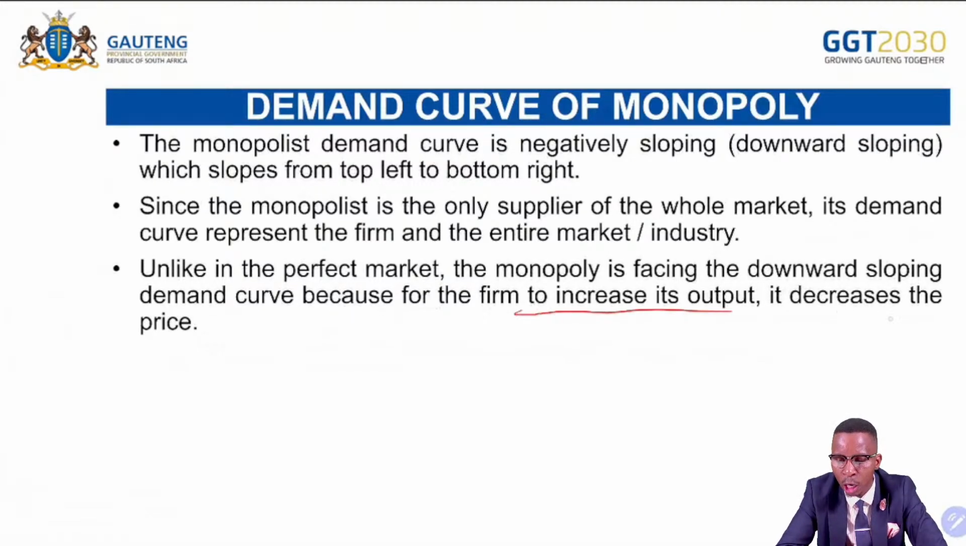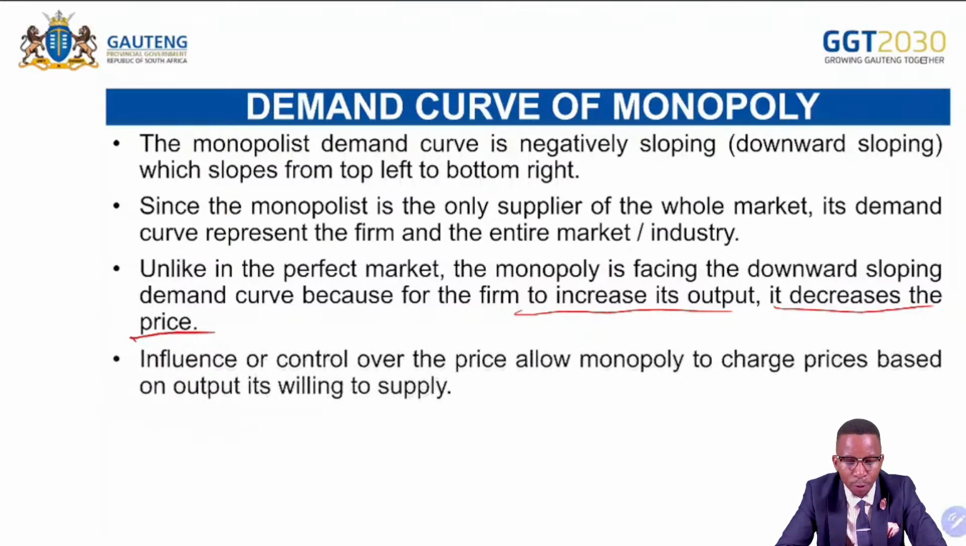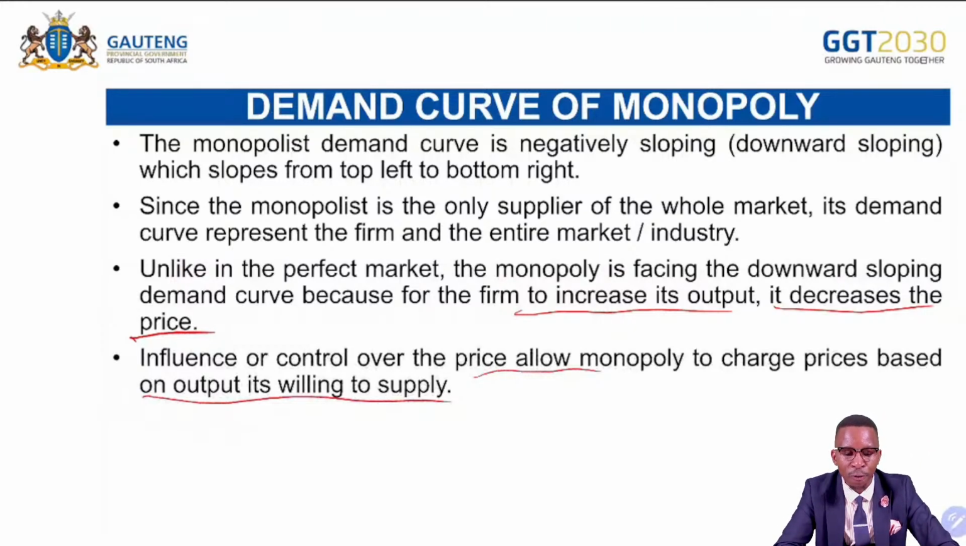because for the firm to increase the output, it must always decrease the price. For any increase in output, the firm must lower the price. That results in the demand curve for the monopoly being downward sloping. Influence or control over the price allows the monopoly to charge prices based on the output it's willing to supply. The firm, like I've mentioned, will always increase the price to reduce the output size, or lower the price to increase the output size. So they have an influence or control over the price to tamper with the size of output they are willing to produce within the market.